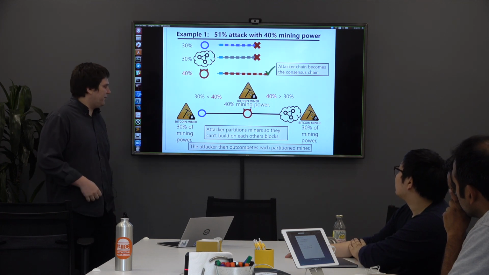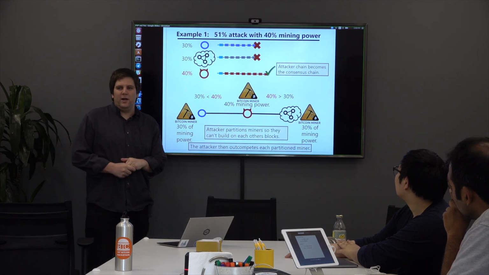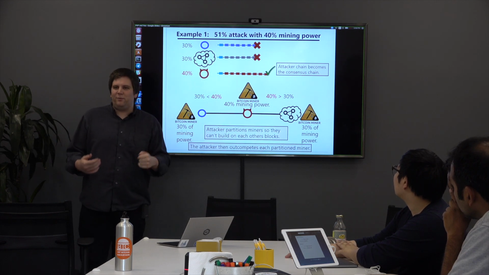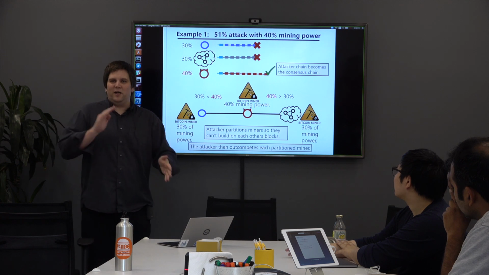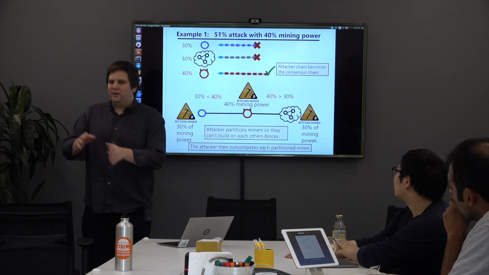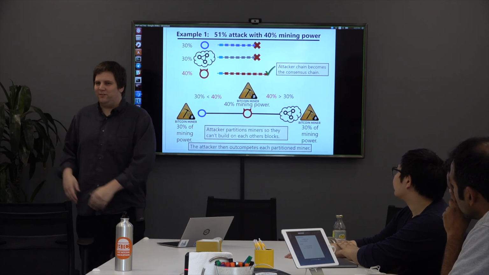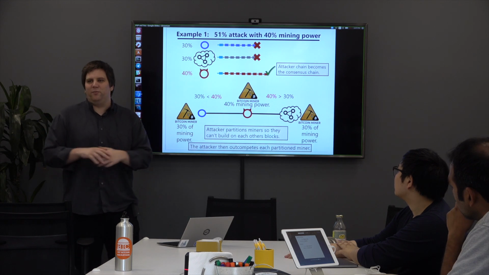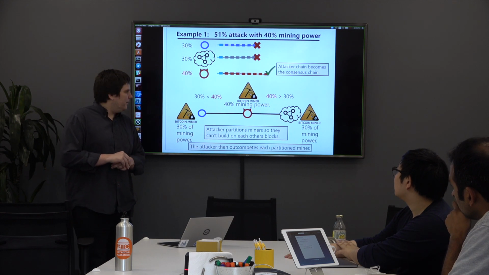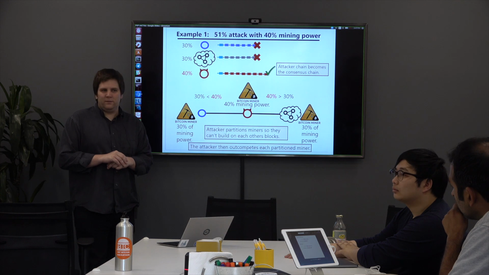So essentially, the attacker is outcompeting each partitioned miner. And we did 40% as an example, but if you imagine slicing the mining power up into 5% segments, then a 6% attacker could also perform this attack. Does that make sense to everyone?